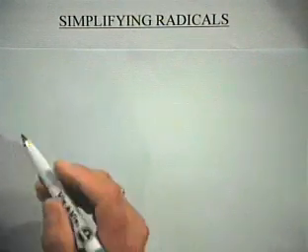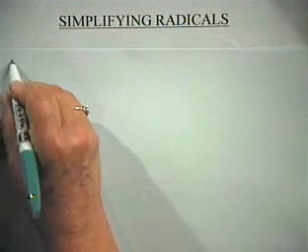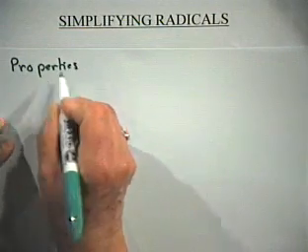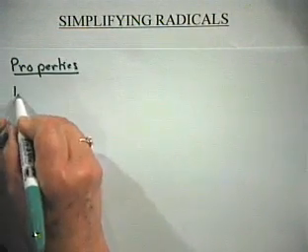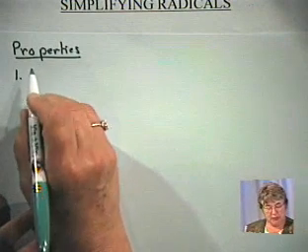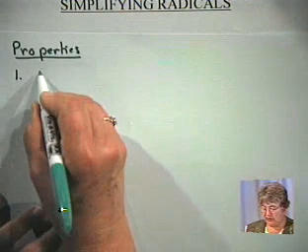Now we're going to be simplifying radicals. And to do that, we have a couple of properties that will help us do that. So we're back to radicals at this point. The first one we're going to use is called the property for the product of radicals.